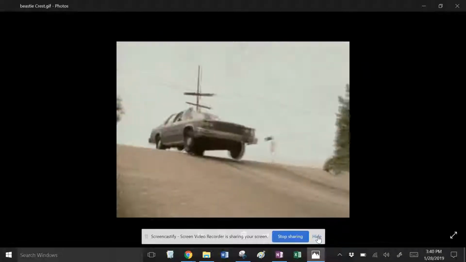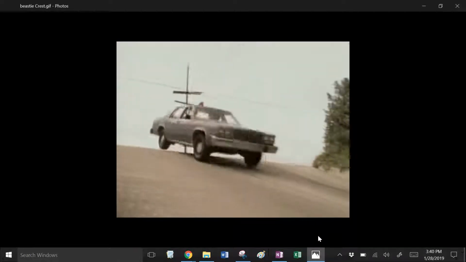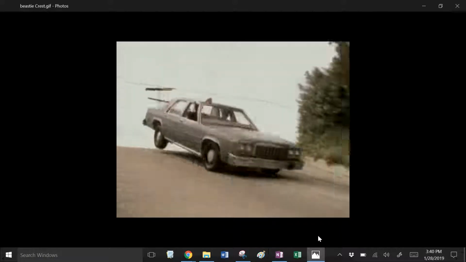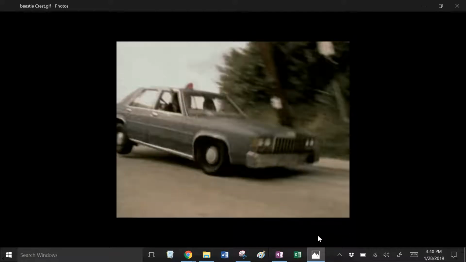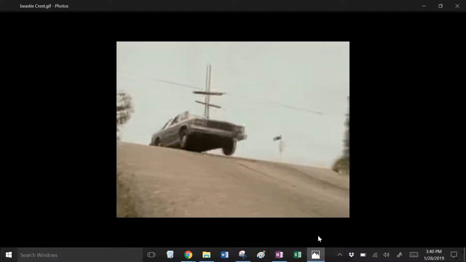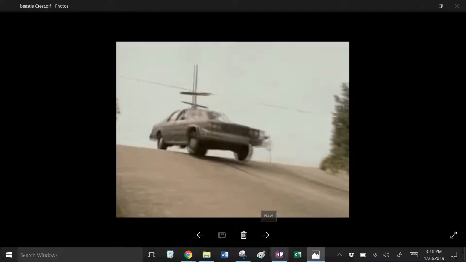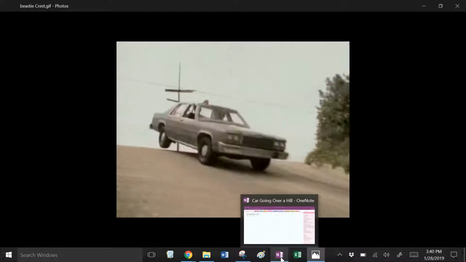All right, let's take a look at this clip from the Beastie Boys video "Sabotage." We've got this vintage police car traveling over the top of a hill at a high rate of speed, and in fact, as it goes over the top of the hill, you can see a little bit of daylight between the tires and the road. That's got some implications for the free body diagram.